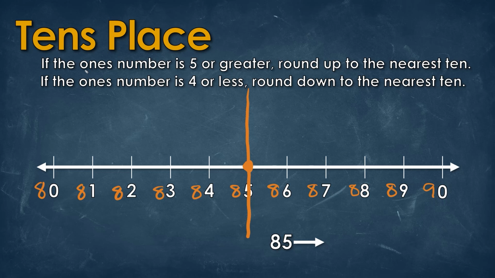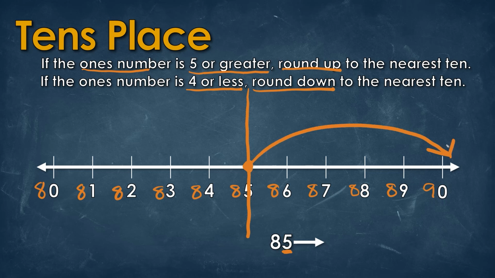Well, I have the ones number is 5 or greater. Well, it is exactly 5. Okay, so that would mean I would round up, right? Because it is not 4 or less. So we wouldn't round down. So in the case where it lands right in the middle, we're always going to round up. So it's closer to 90. So we say this answer is 90.